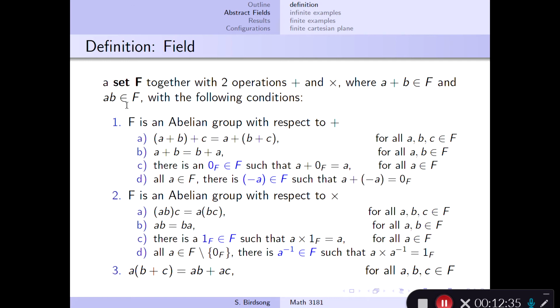Okay. Now, how are we going to use it? We're going to use this less in verification of fields and more in the sense of, hey, blank set is a field. Now we automatically get all of these properties. So let's look at some examples.